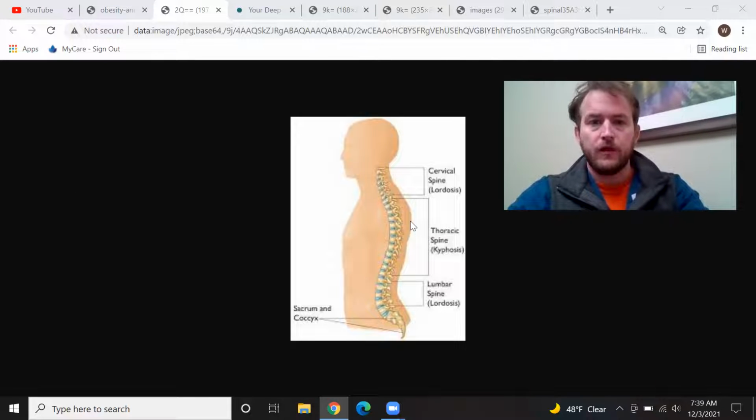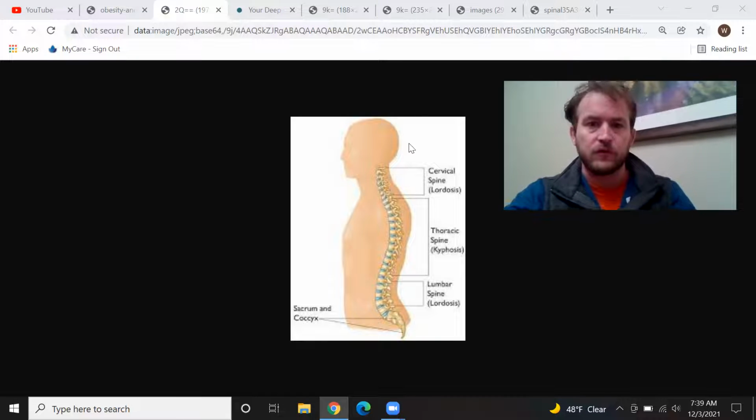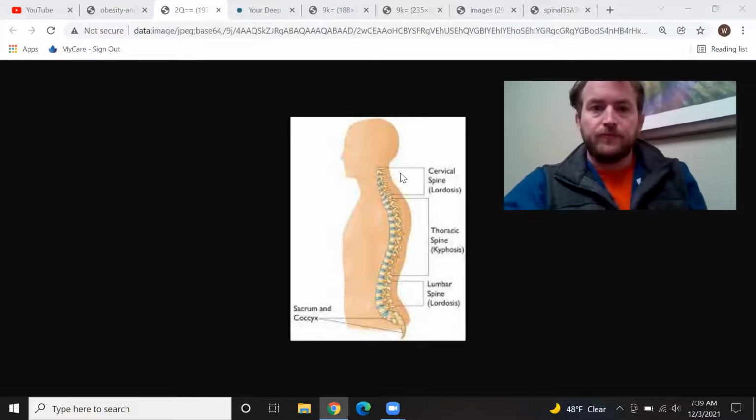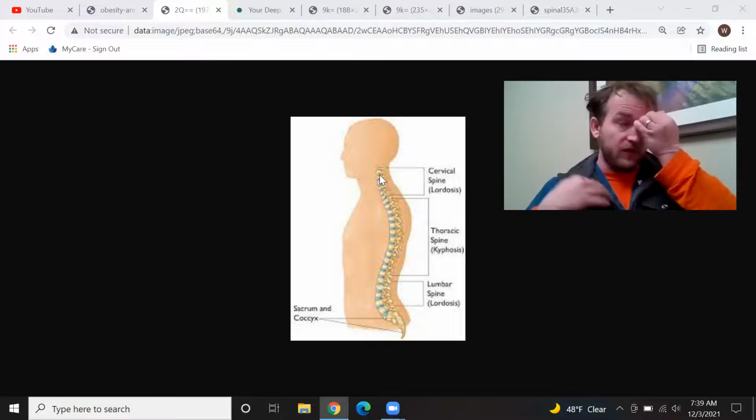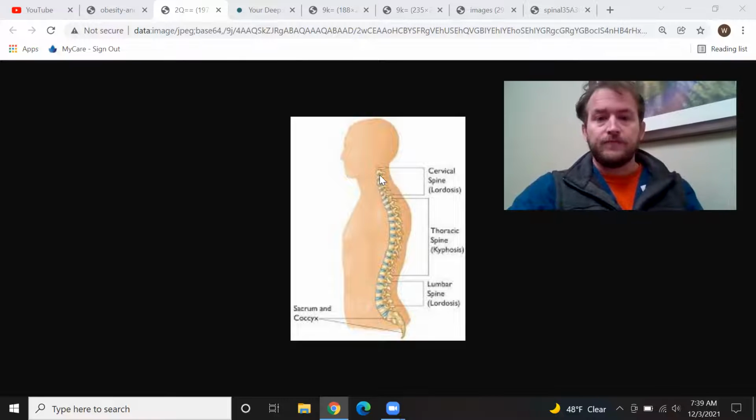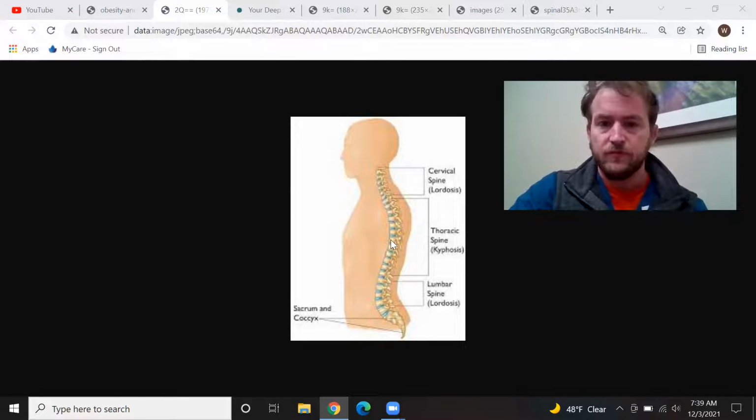So real quickly, I just want to review the anatomy of the back. I've borrowed all these images from just searching Google Images. But the spine essentially has four parts. There's the neck, which is the cervical region. That's the top that goes to roughly where your collarbone's at. There's the thoracic spine, which is the middle region.